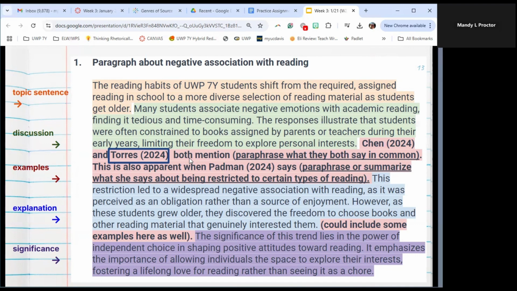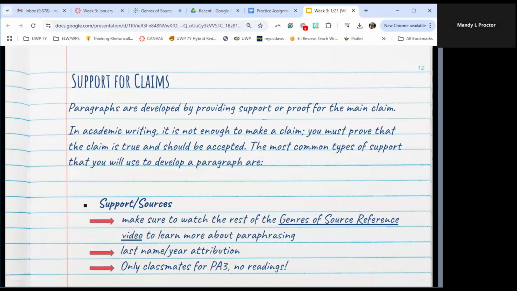So for this practice assignment, the only sources you're going to be using are your classmates. And you'll see here that I've highlighted another section where you could possibly use some examples. If you make the point that as students grow older, they discover the freedom to choose books and other reading materials that interest them, you could follow that up with an example from maybe another classmate. And again, we're only using classmates. We're not using readings for this assignment.